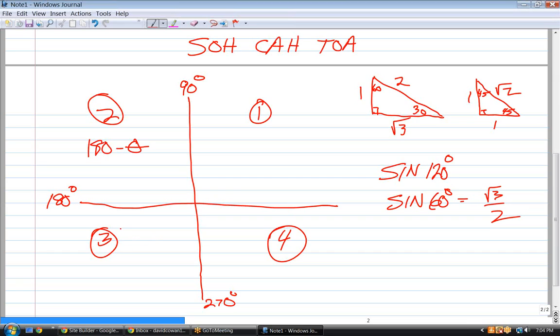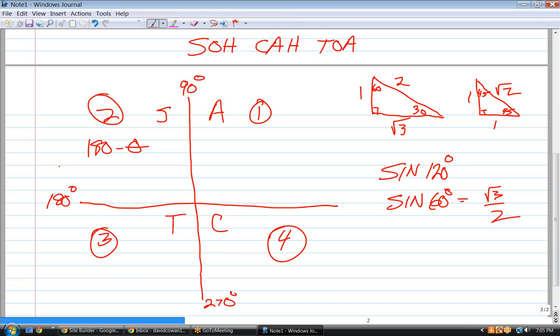The other thing you need to know is that all students take calculus. This means that all trig functions are positive in the first. Only the sine, and of course its reciprocal, the cosecant, are positive in the second. Only the tangent in the third. Only the cosine in the fourth.